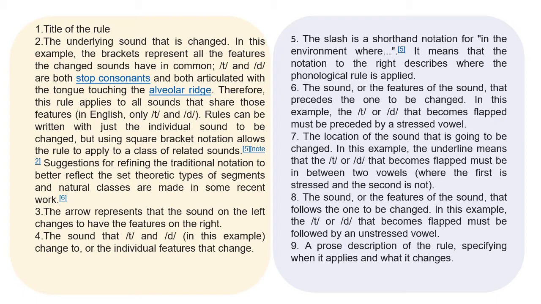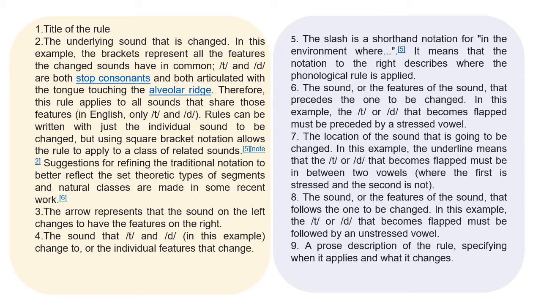Rules can be written with just the individual sounds to be changed, but using square bracket notation allows the rule to apply to a class of related sounds. Suggestions for refining the traditional notation to better reflect the set theoretic types of segments and natural classes are made in some recent work. The third one is the arrow, which represents that the sound on the left changes to have the features on the right.